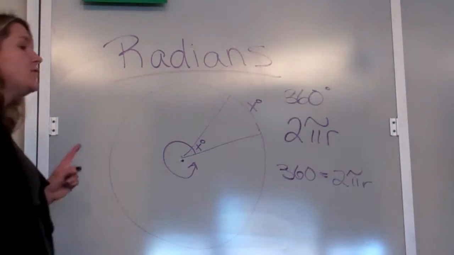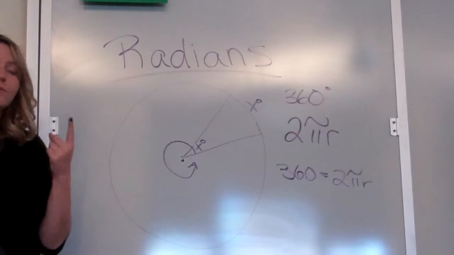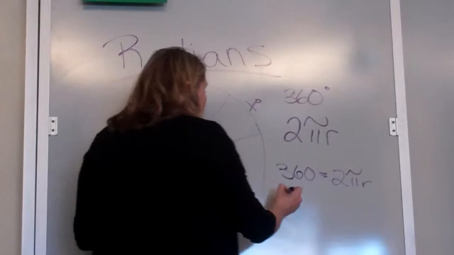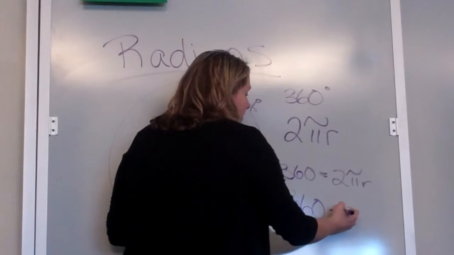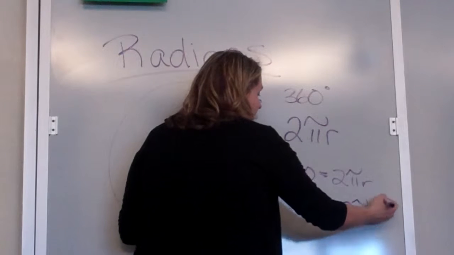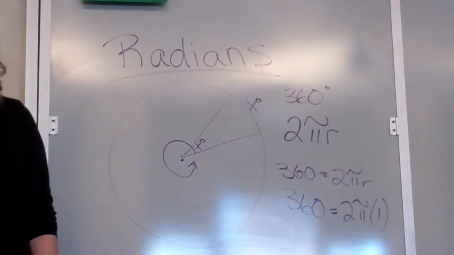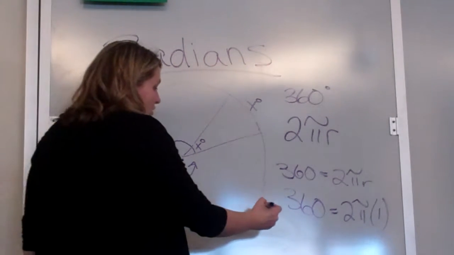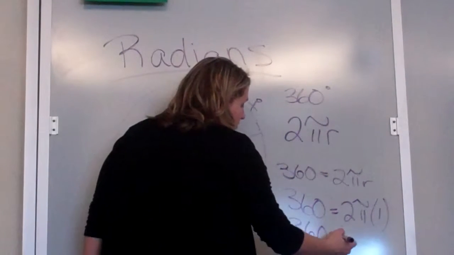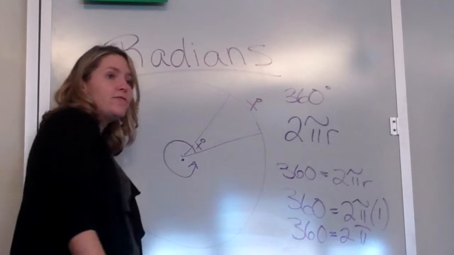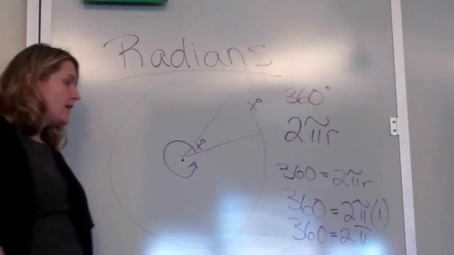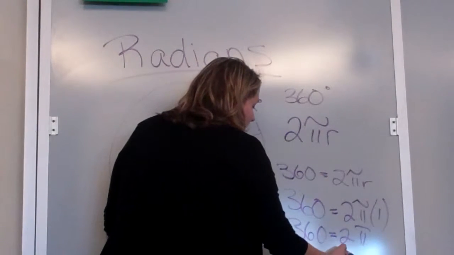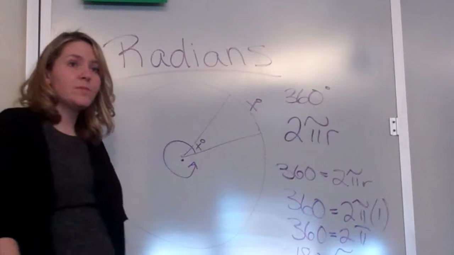Now, in dealing with a unit circle, your radius is going to be 1. So we can say 360 equals 2 pi times 1, standard unit. Anything times 1 is simply itself, 2 pi. Therefore, if I divide by 2, 180 degrees is equal to pi.